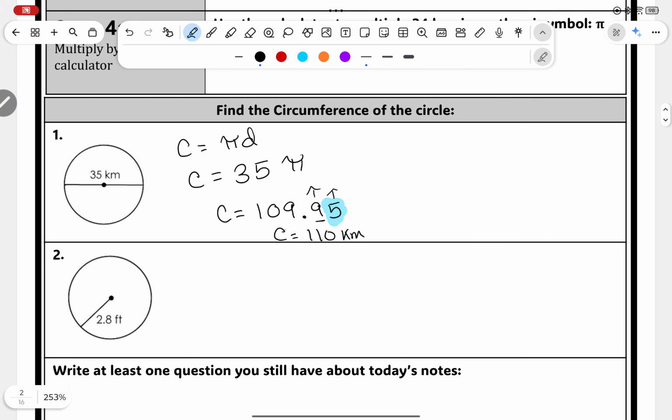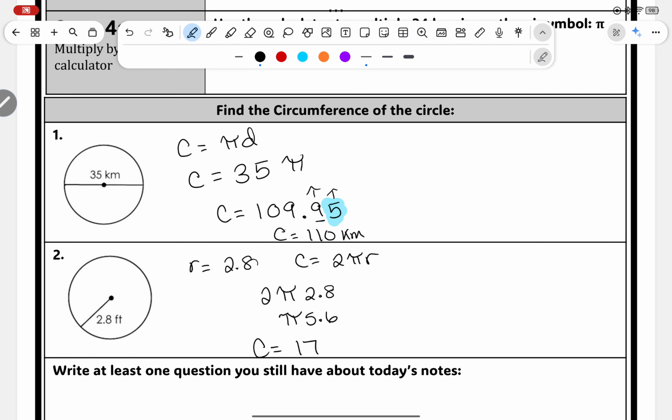Okay. So number 2, I'm first again identifying if I have a diameter or a radius. I have a radius that's equal to 2.8, which means I'm going to use my circumference is equal to 2 pi r formula. I'm going to plug in my radius for r, and I get 2 times pi times 2.8. I'm going to multiply 2 times 2.8, and I get pi times 5.6. So my circumference is equal to 17.6 when rounded up.